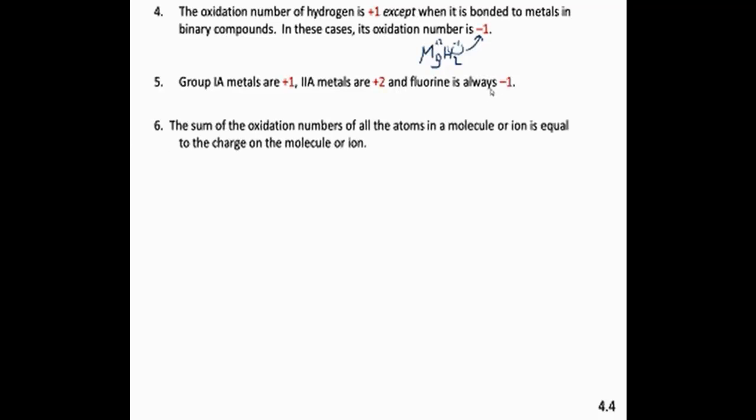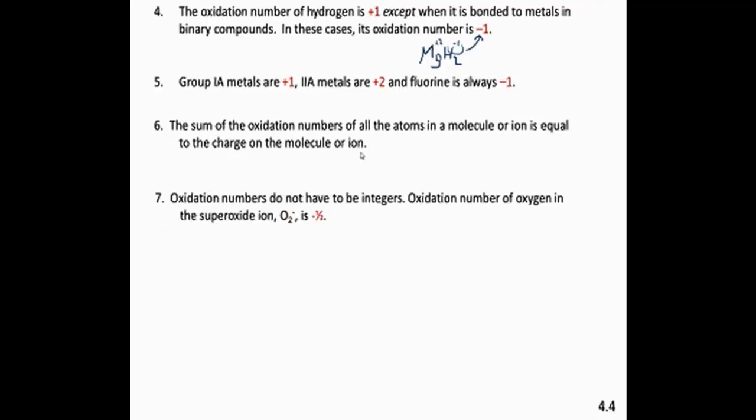Number 6, the sum of the oxidation numbers of all the atoms in a molecule or ion is equal to the charge on the molecule or ion. So if we have a molecule, it's going to have a net charge of 0, so it's going to add up to 0, and whatever our ion charge is, all of our oxidation numbers need to add up to the charge on the ion. And then lastly, the oxidation numbers do not have to be integers.